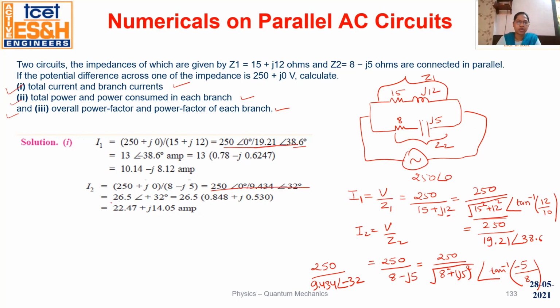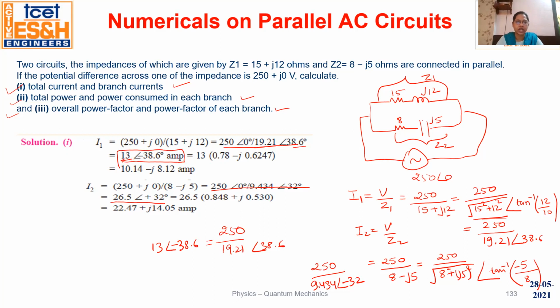Now when you further solve it, 250 divided by 19.21 and angle 38.6 will give 13 angle of minus 38.6. So this is the polar form of the current.